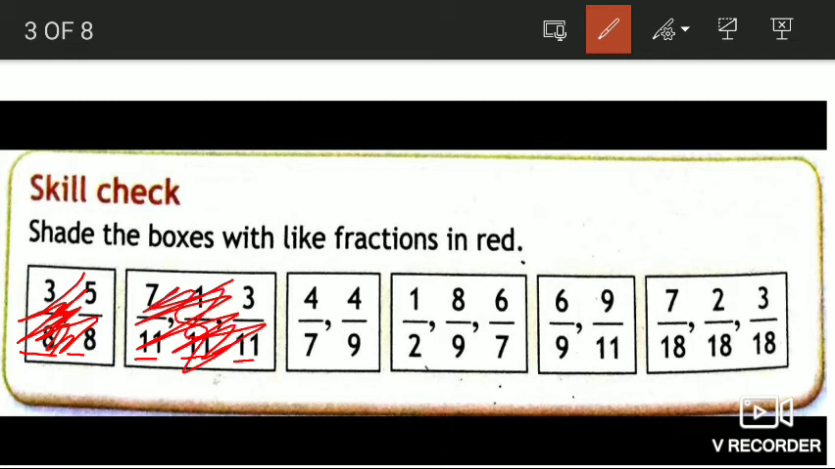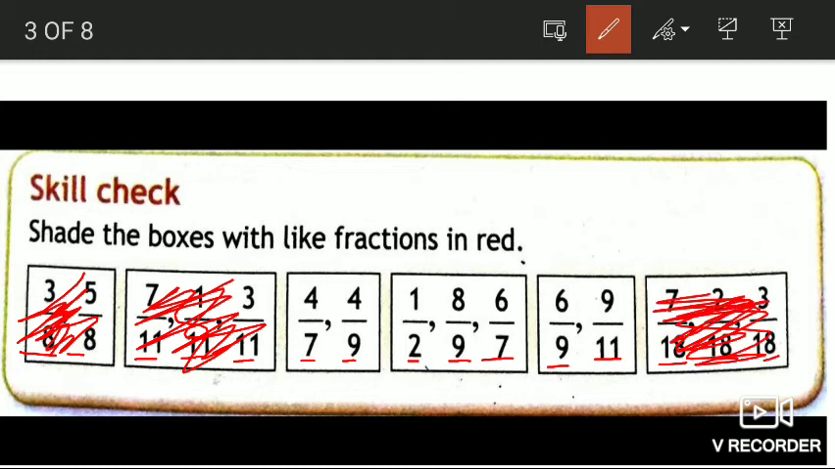Next, you have 7 and 9. Different denominator. This is unlike. Next, 2, 9, 7. This also different. 9 and 11 different. And then the next box, 18, 18, and 18. Same denominator. That means this is like fraction.